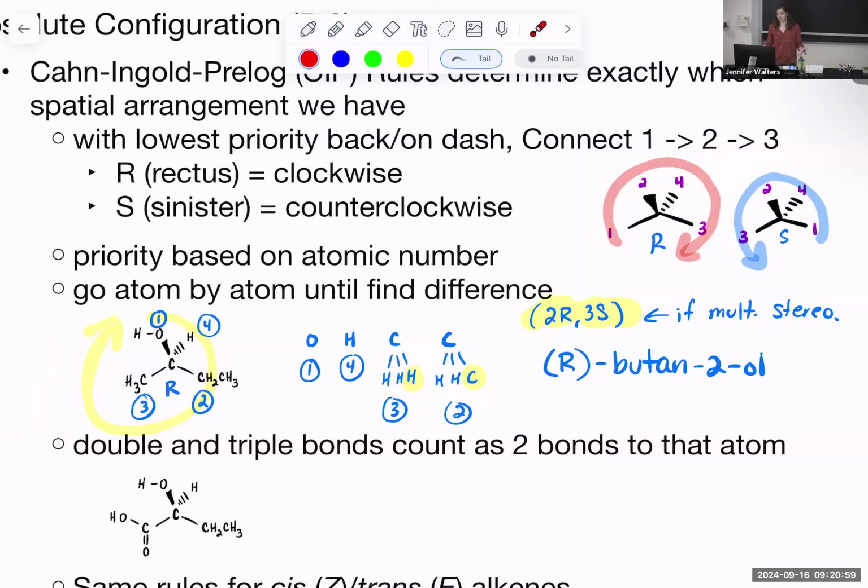It's not chiral. So that's a really good way to double check yourself: if you get to a point where you're like, there is no difference, they're the same priority level, immediately you can go, that's not a chiral center. I'm not able to use R and S. Yeah, it's a really good question.